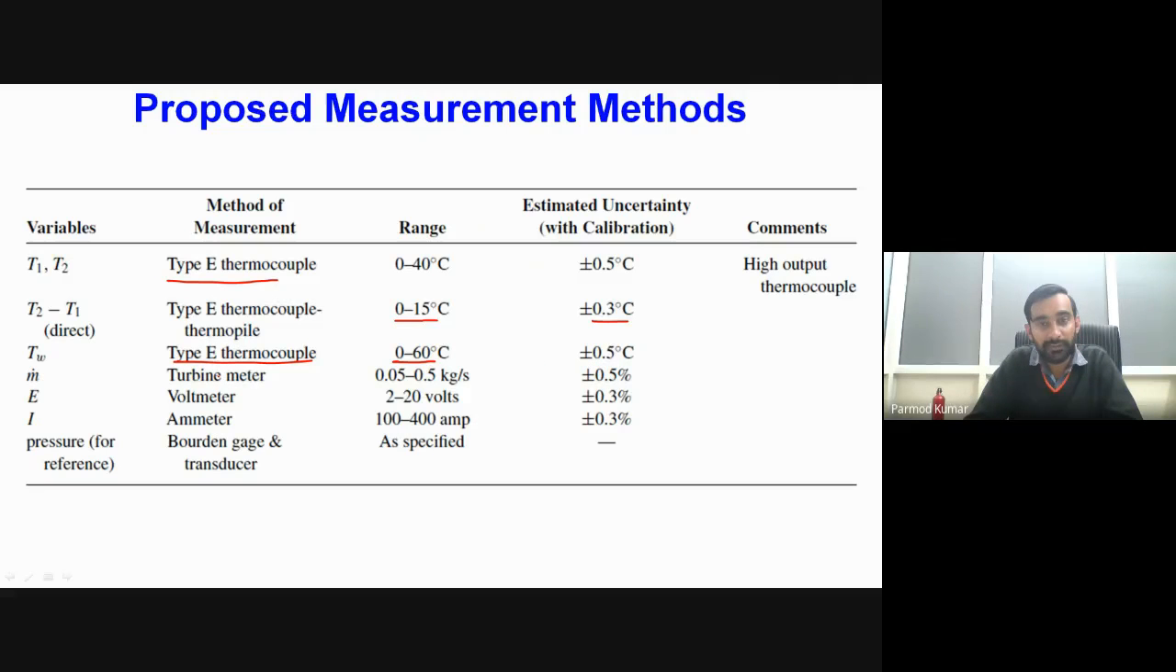For flow rate measurement, we have considered a turbine type flow measurement device. It has a range of measurement from 0.05 to 0.5 kg per second, so that fits our required range of flow rate, and the uncertainty is plus minus 0.5%. The corresponding voltmeter and ammeter we have also selected. For pressure measurement, though we do not have any requirement for measuring pressure, if we want to measure the pressure within the tube, then we can simply use a Bourdon type gauge, and if we want to store the pressure signal, then we can employ a transducer also.